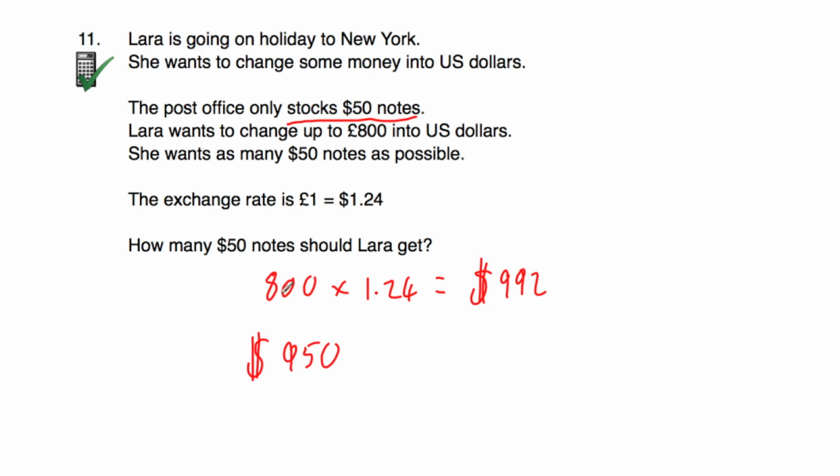Let's see how many $50 notes or bills that would be. If we divide how much money she could receive, the 950, by 50, that would tell us how many notes she would receive. So 950 divided by 50 is equal to 19.